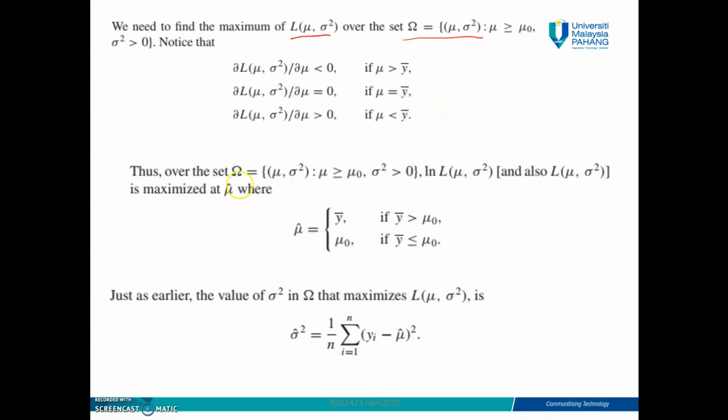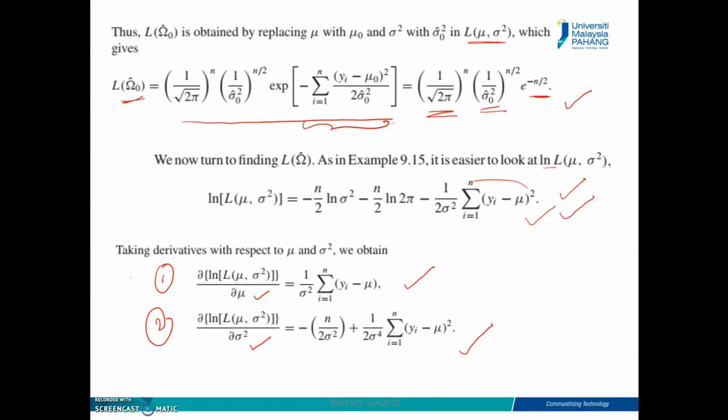So thus, over the set omega, which we mentioned previously, the ln likelihood will be maximized at mu hat equal to y bar if y bar is greater than mu naught, and mu naught if y bar is less than or equal to mu naught. How is it? Actually, you can see from here. So if this one gives 0.